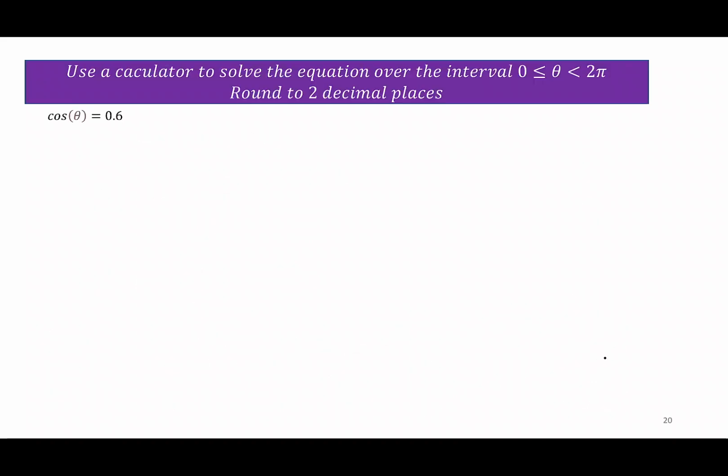Our last couple problems involve using a calculator. We're given that the cosine of theta is 0.6 and we want to find all solutions from 0 to 2 pi. We'll round our answers to 2 decimal places. I'll start by saying cosine inverse of 0.6 is theta. When I use the calculator, I need to make sure that I'm in radians. I'll do cosine inverse of 0.6, which is 0.927, which I'm going to write as 0.93.